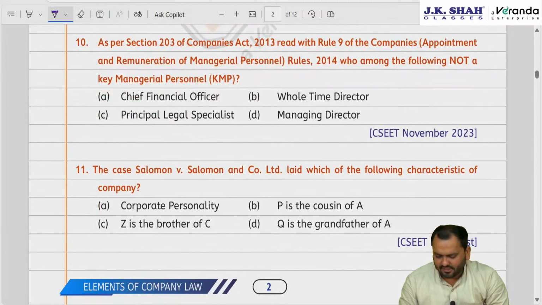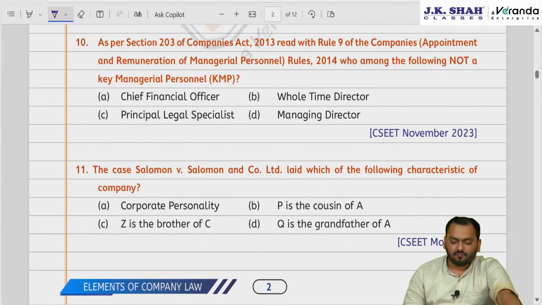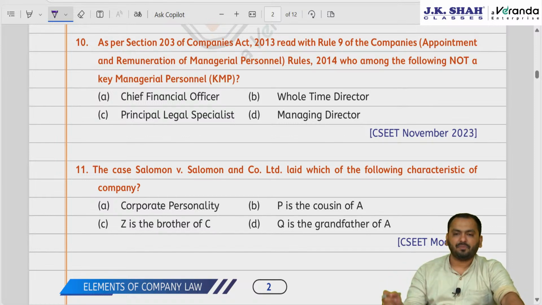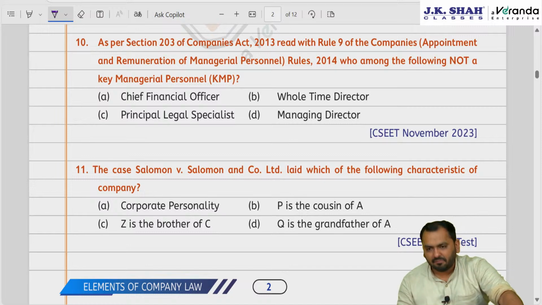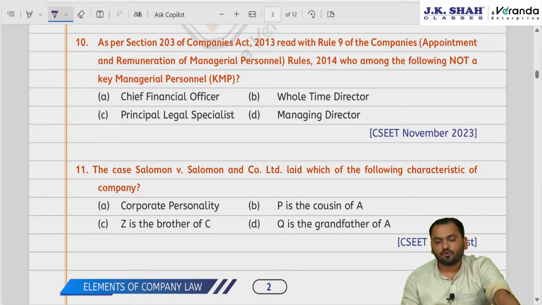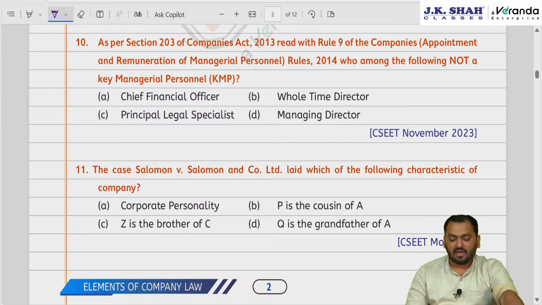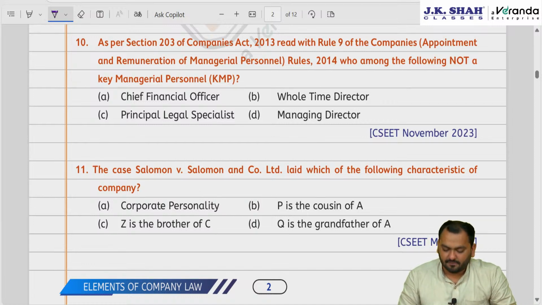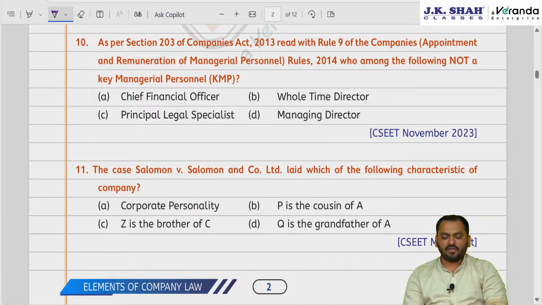Very simple question, 9th one. Now 10th one. As per section 203, what is 203, friends? 203 talks about appointment of KMP. Okay. So as per section 203 of Companies Act 2013, read with rule 9 of Companies Appointment and Remuneration of Managerial Personnel Rules 2014, who among the following is not a KMP?